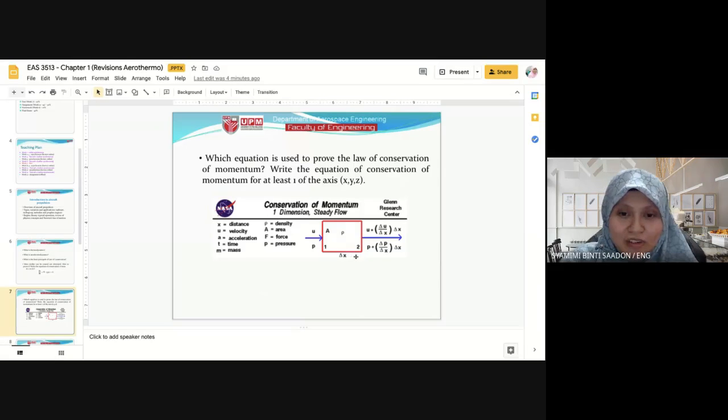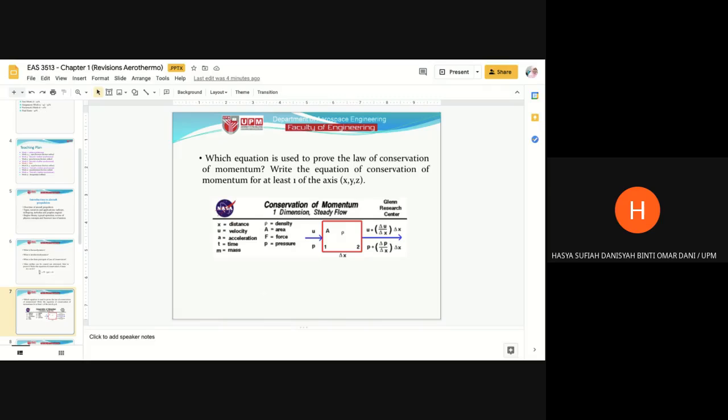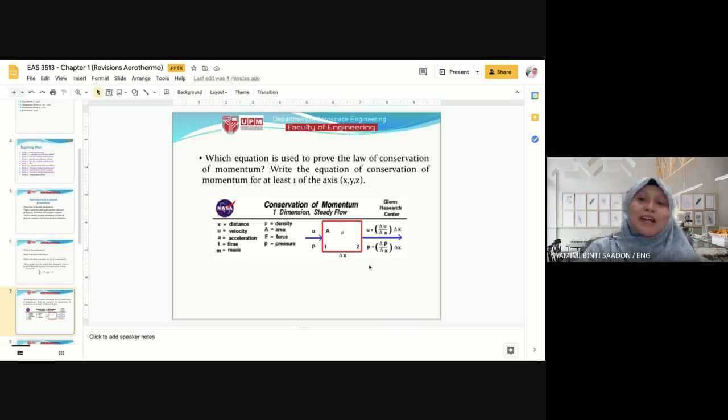For example, we have this one-dimensional steady flow fluid coming into this solid cube. So how do we solve this? We use the main equation of conservation of momentum. What is the equation? You have learned this in high school physics. F equals to ma. Yes, thank you, Hasha. F equals to ma.